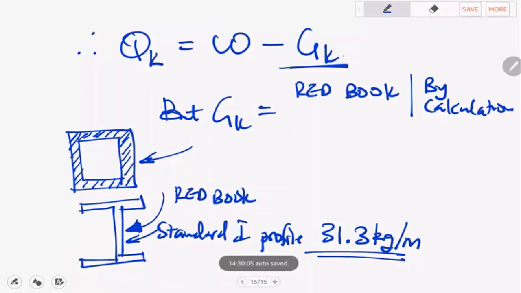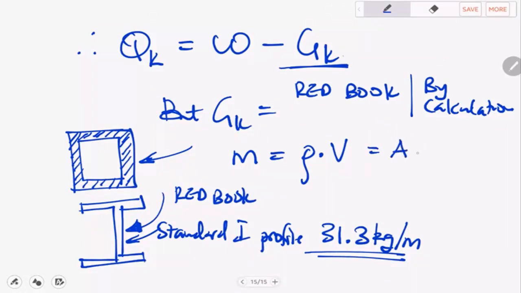So we know that mass is equal to density times volume, right? But what is volume? Volume is equal to area times length. But we want to find out the mass per meter of this cross-sectional area. So our L is going to be 1 meter. So if I multiply the density of steel by the cross-sectional area of this hollow section, I can then determine the mass per meter.